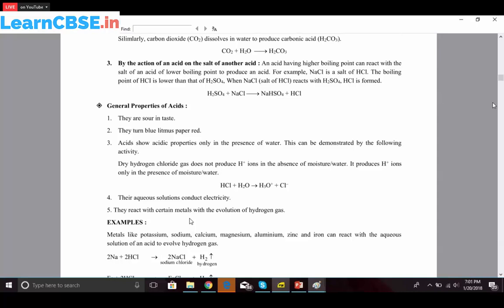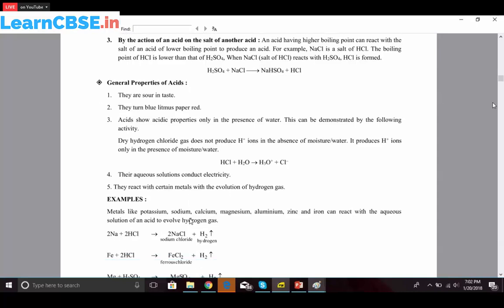Usually it will react with highly reactive metals such as sodium, potassium, magnesium, calcium, aluminum. When the metals react with the acid, immediately it will produce hydrogen gas, which we can confirm from the bubbles we can see in the reaction. And to confirm the hydrogen gas, when we keep a wooden splint in the gas, you'll get a pop sound, which indicates the presence of hydrogen gas.